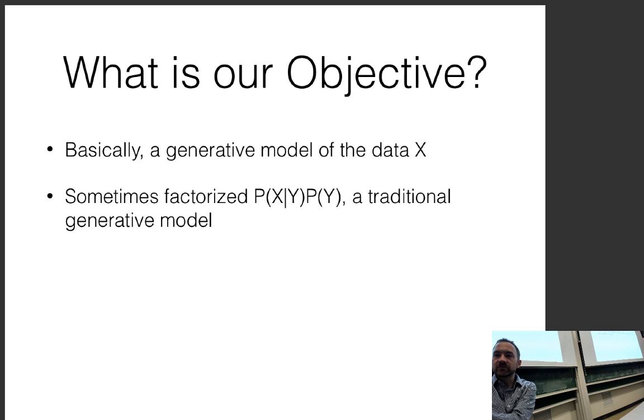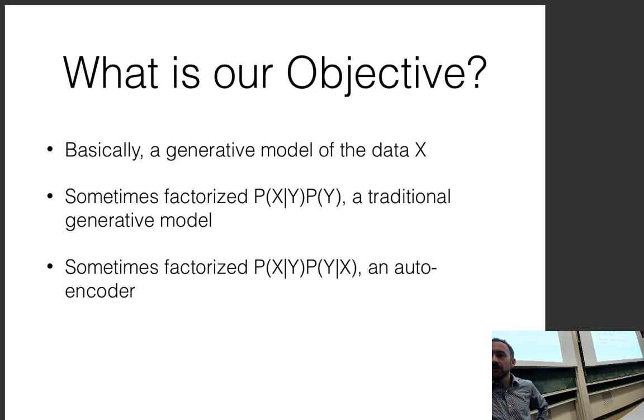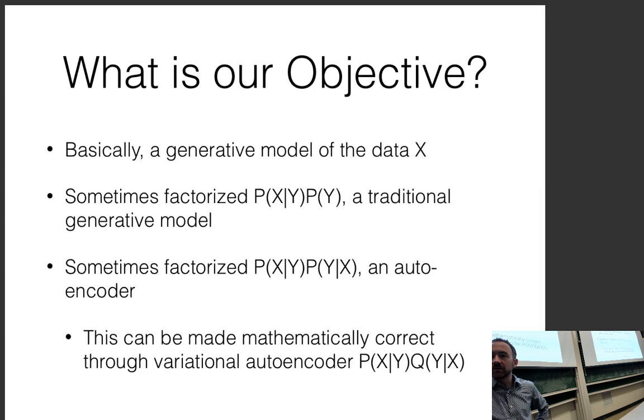Sometimes this can be factorized as probability of Y, where we have a prior over the type of unsupervised structure or features that we expect. And then we generate X given the structure that we have found. You could also factorize it as P of Y given X, and then P of X given Y. So this is essentially an autoencoder type objective.